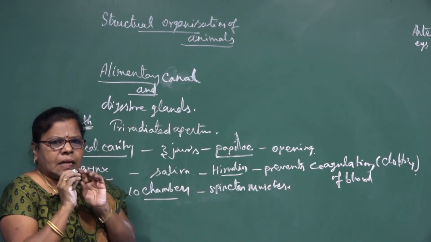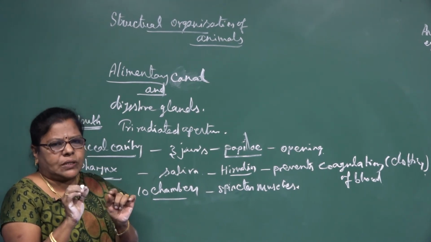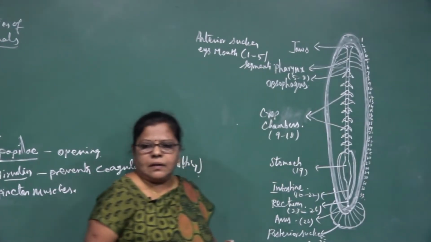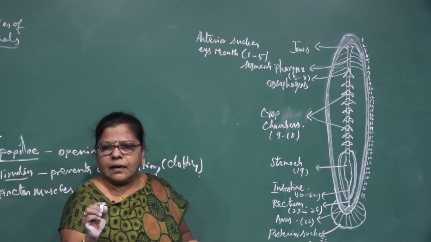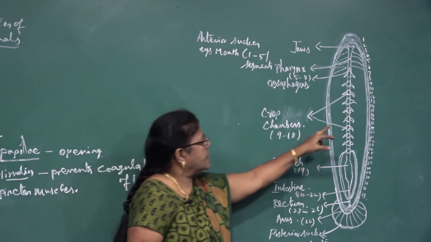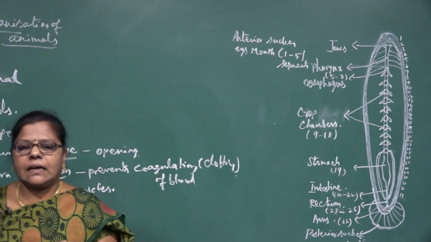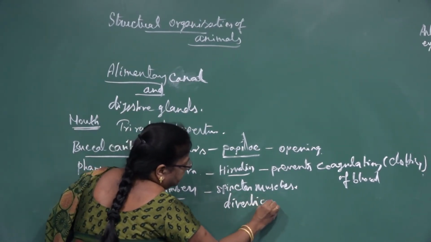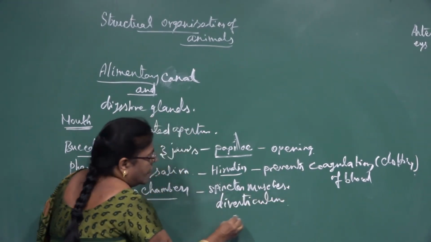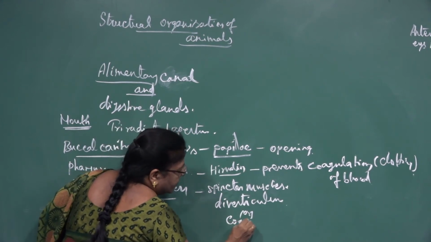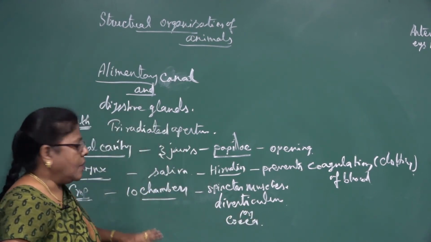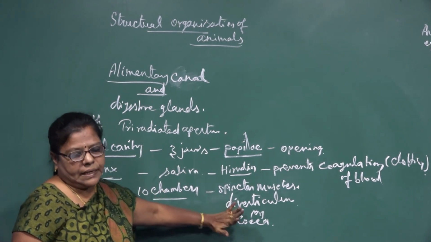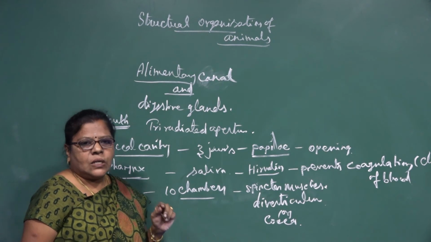A pair of lateral blind outgrowths arises from the crop. From each side, a lateral blind outgrowth arises. It is called the ceca, otherwise called the diverticulum. The ceca store a large amount of blood, and it digests slowly.